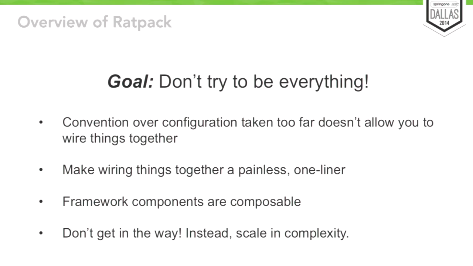So Ratpack makes that wiring process a one-liner. So we don't want to do it for you, but we want to make it really easy for you when you're ready to do it. So all of the wiring for getting components into your application can be done through one-liner binding. And that allows us to support a very robust modular system. So Ratpack is able to be composed through modules, and we'll talk a little bit about what that means.